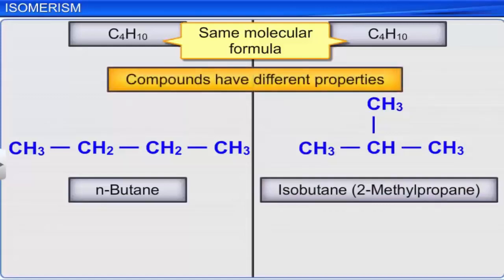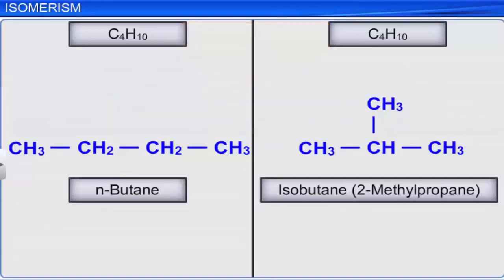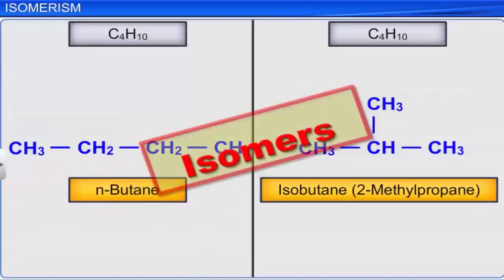Both these compounds have different properties. The phenomenon of existence of two or more compounds with the same molecular formula but with different properties is known as isomerism, and the compounds are called isomers. Thus, N-butane and isobutane are isomers.